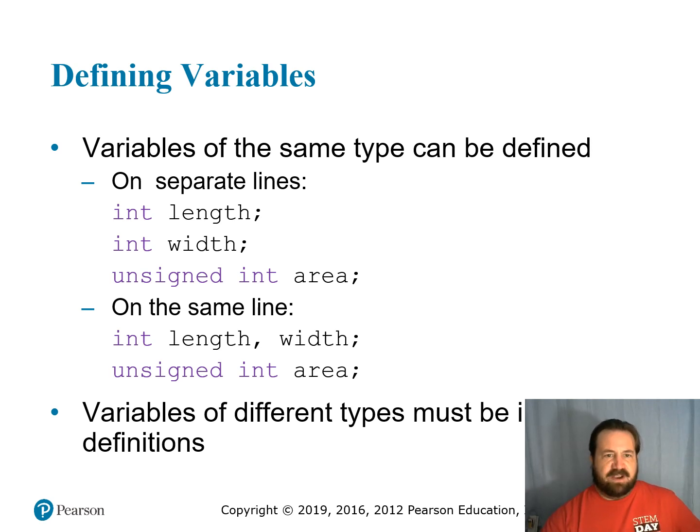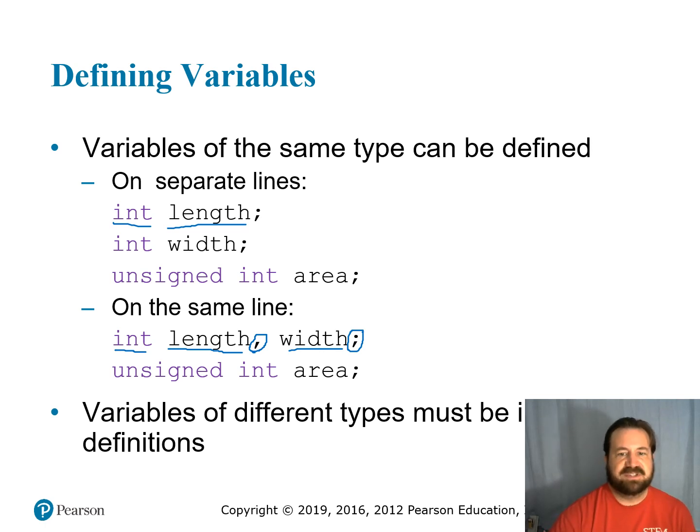In defining a variable, some syntax here. Int is the type, followed by the name, that's what you want to call it. You can define more than one variable on the same line, as long as they are the same type, by putting a comma in between them. Length, comma, width. But as soon as you put a semicolon, you're done defining that set of variables. You need to start again with a variable type.